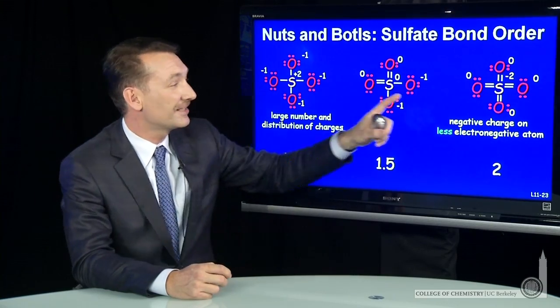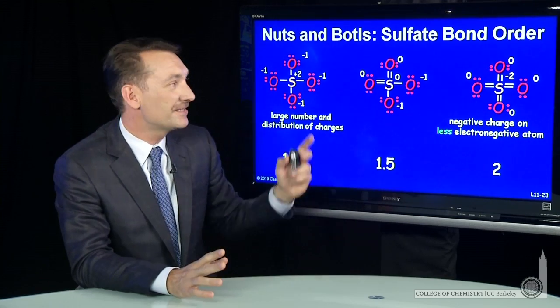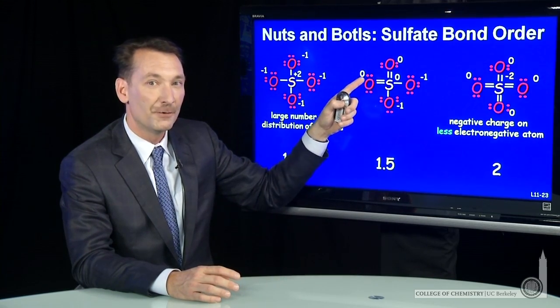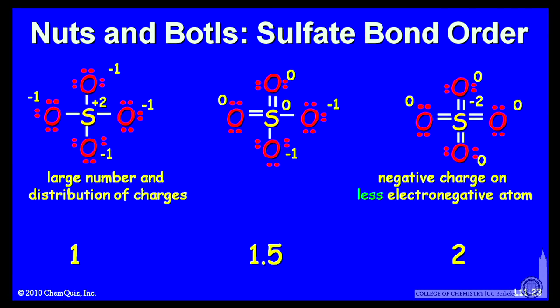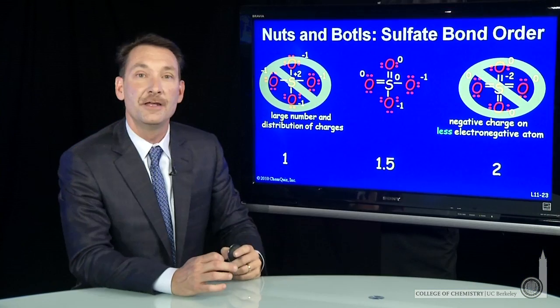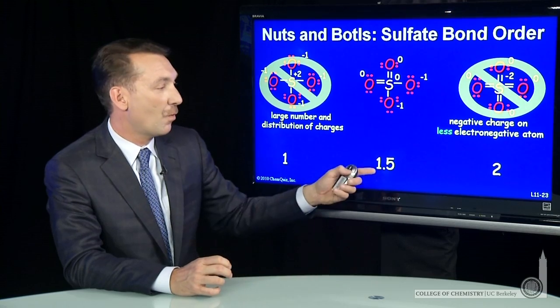But I'm going to reject these 2 Lewis electron dot structures based on their formal charges. And I'm going to call this, with the low formal charges and more electronegative elements with the negative formal charges, the best Lewis electron dot structure. So I'm going to call the bond order here in sulfate 1.5.